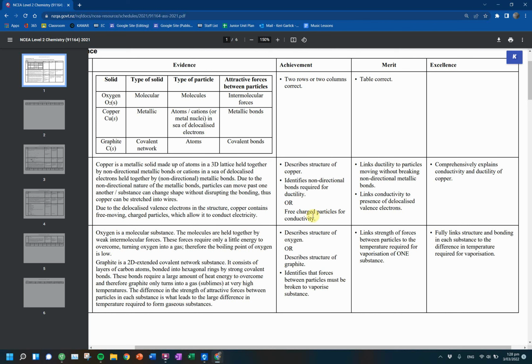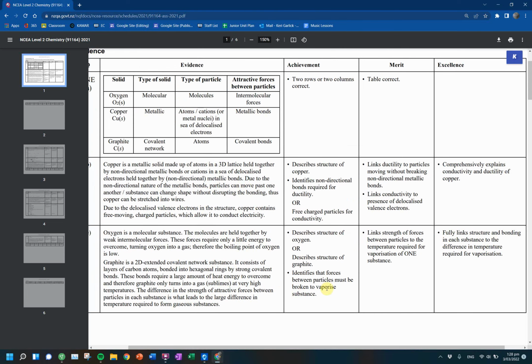You can see here that they're being generous with the conductivity. They're just saying that you recognize that there's a free charged particle, but if you want to get the higher level points, you need to be more specific and state those valence electrons. And in this case, there were only 2 achieved points. With that "or", whenever you see that, that means they were only going to award 1 achieved point for either of those 2 description or identification statements.